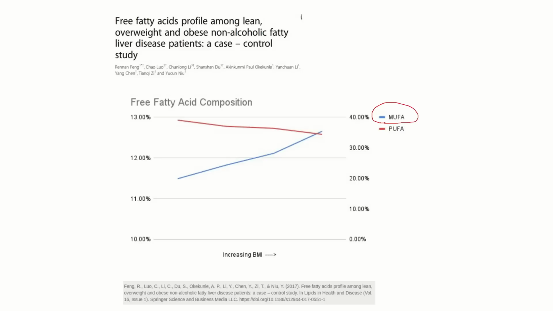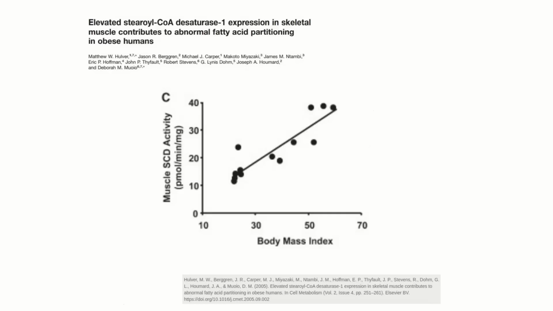And those free fatty acids are really where the rubber hits the road. That's what your cells are going to take up and feed the mitochondria with. And this is, again, in humans. This is in human muscle tissue. And what you see is this enzyme called SCD or SCD1. What it does is it turns your saturated fat into monounsaturated fat. So it turns stearic acid into oleic acid.